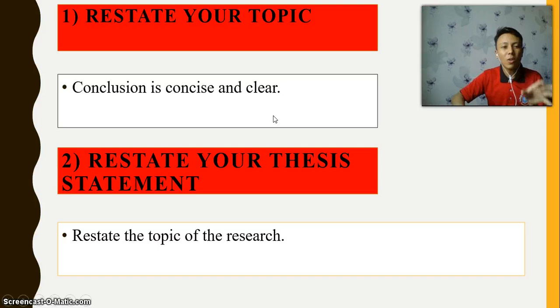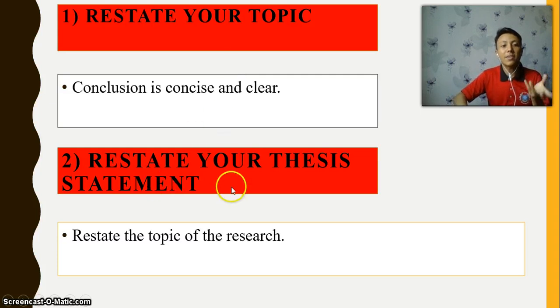Restate your topic. The conclusion is concise and clear. Basically, restate your topic briefly and explain why it's important. Make sure that this part of the conclusion is concise and clear. You have already explained why your arguments are important in the body of your paper, and you also don't need to support your ideas with new arguments. Usually, the restated topic only consists of one sentence, so you don't need to worry about that.